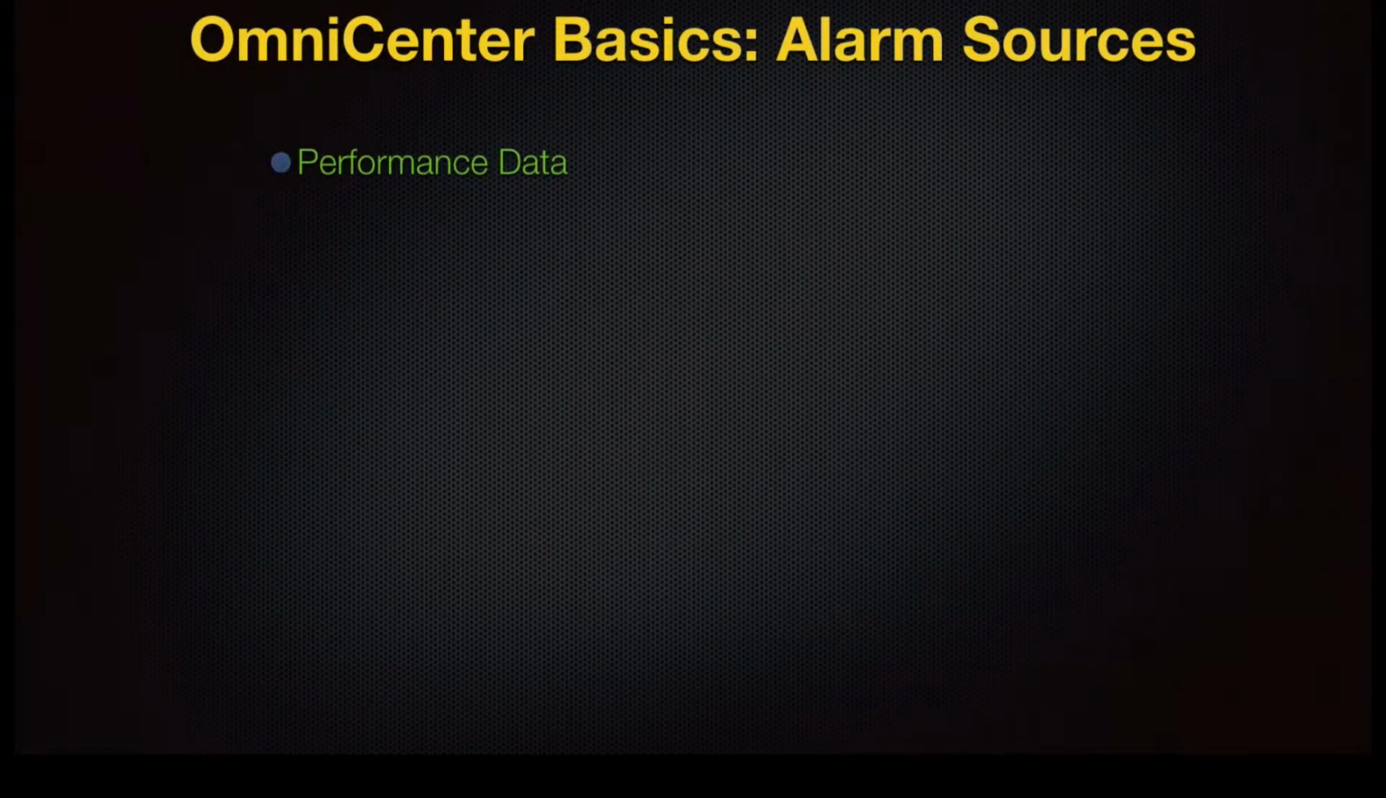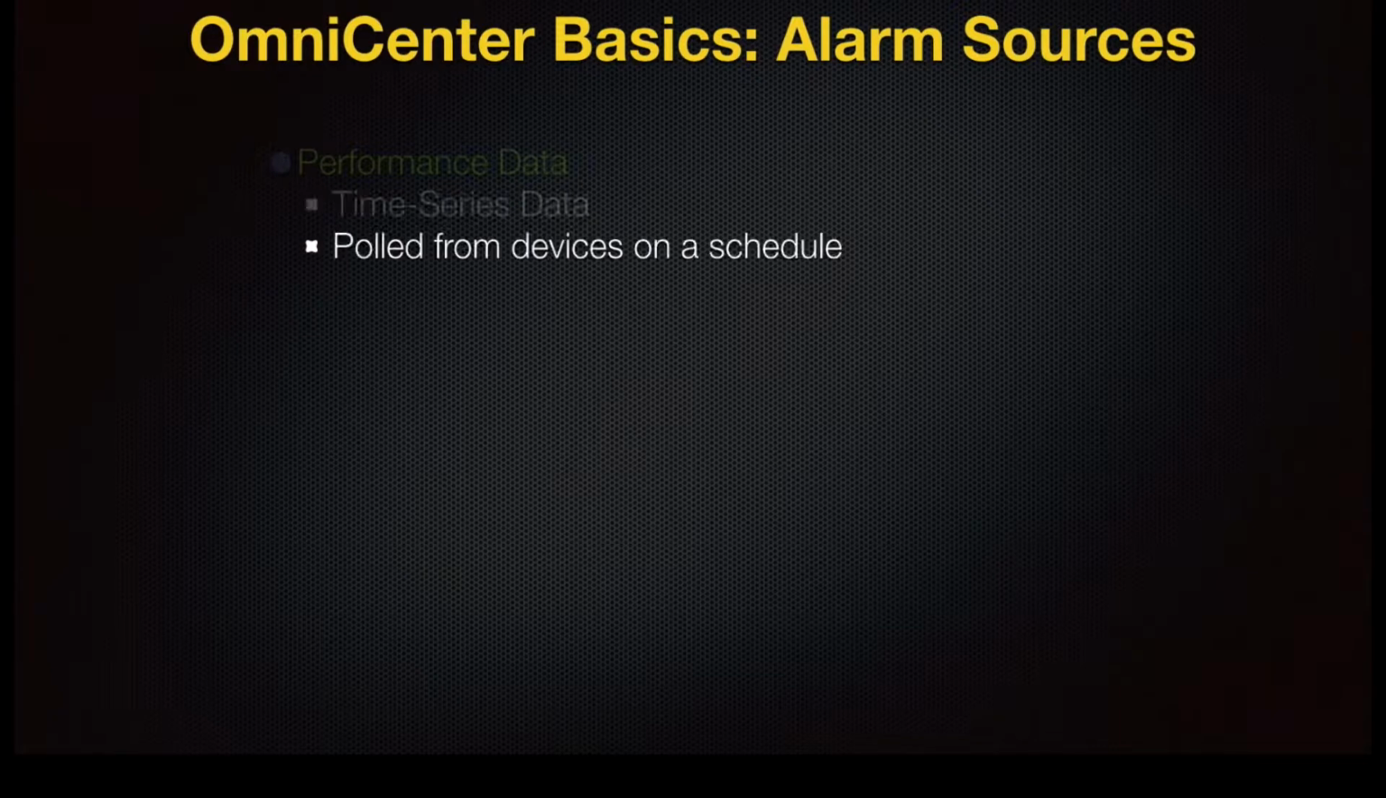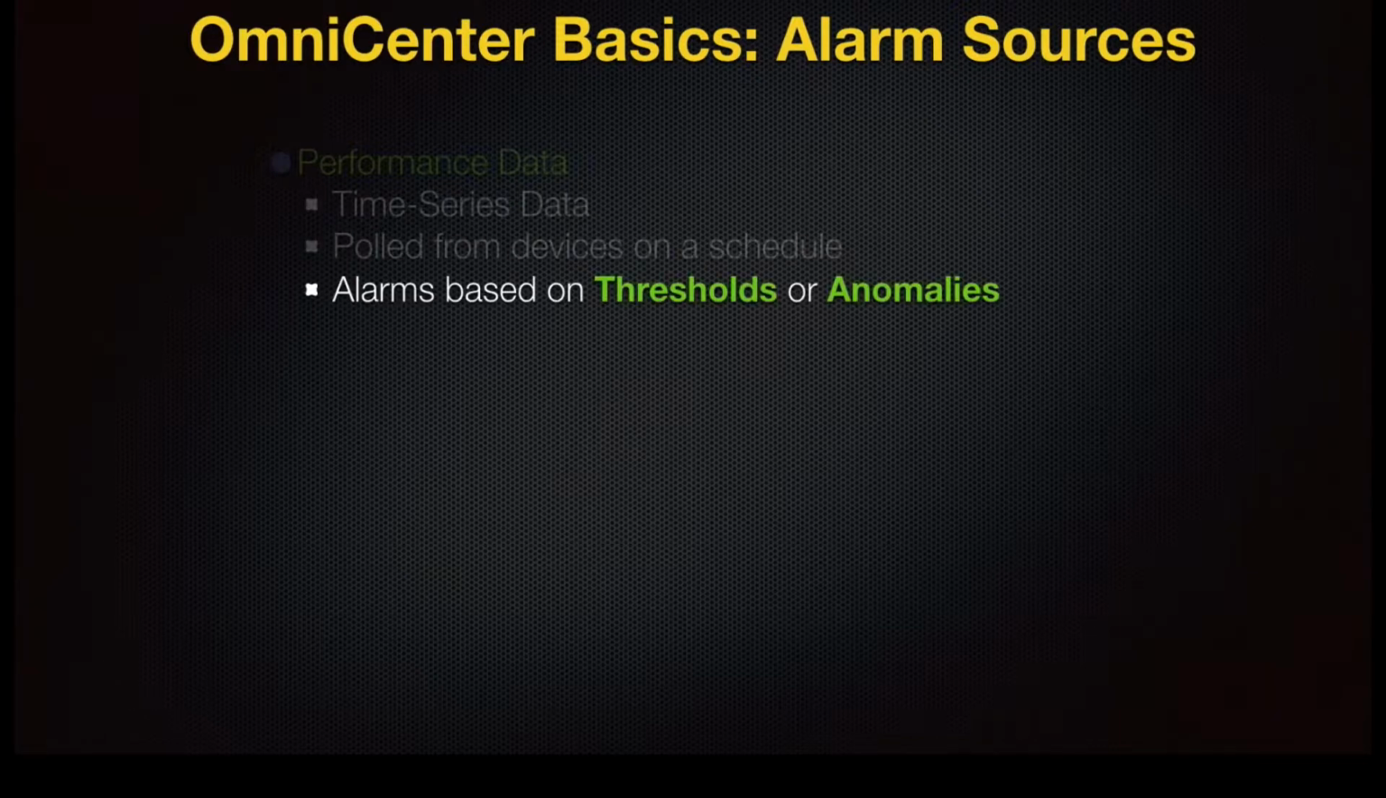OmniCenter has two major sources of alarms. There's performance data alarms, and these are things like time series data like CPU utilization or bandwidth that are collected from the devices on a schedule, and they will generate alarms based on either thresholds or anomalies. And we define anomalies as deviations from prior behavior.